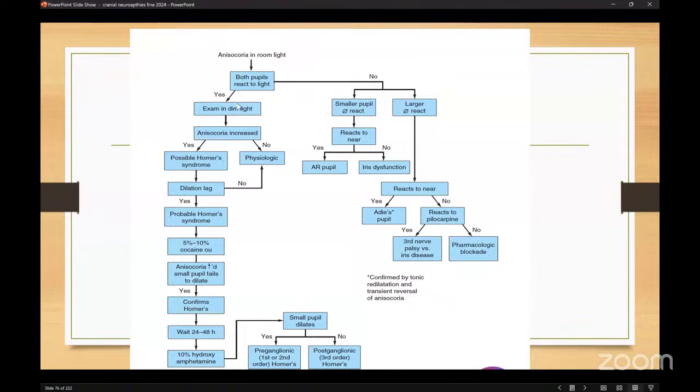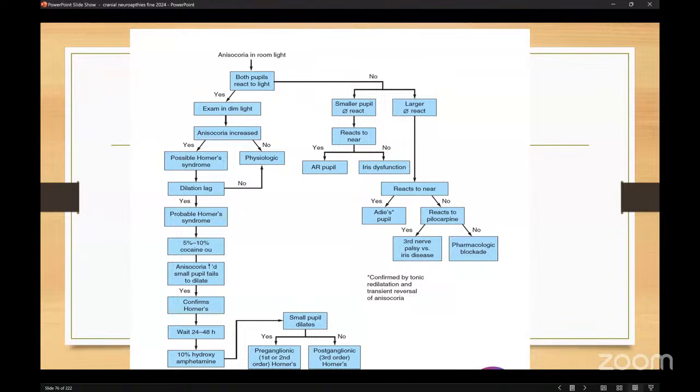Then we come to dim light. In dim light, normally both pupils should dilate, but one pupil is not dilating. That means there is an inability to dilate; dilatation lag is happening. That is Horner syndrome. In Horner syndrome that pupil will remain small, that eye will be enophthalmic, and the lower eyelid will be elevated.